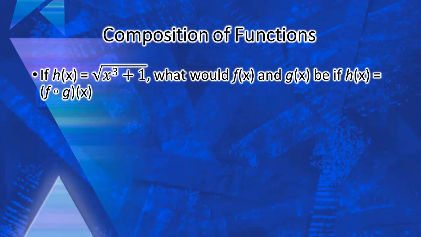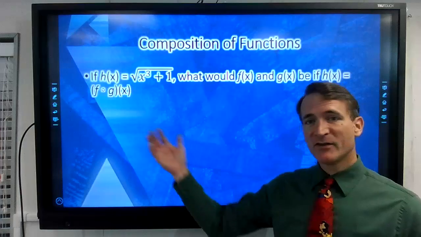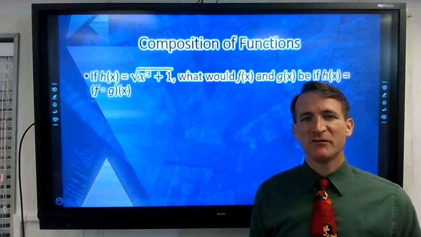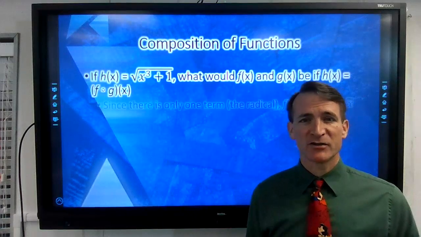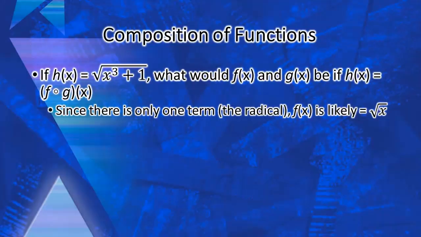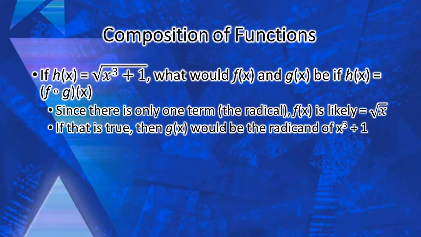Try this one. If h of x is equal to the square root of x cubed plus 1, what would f of x and g of x be if h of x were f composed of g? There are a couple ways of doing this one. I'm going to show you both. One is to say, well, everything inside my radical is my g of x. So I could say g of x is equal to x cubed plus 1. When I do that, that makes f of x simply the square root of x. That's one way of doing it.